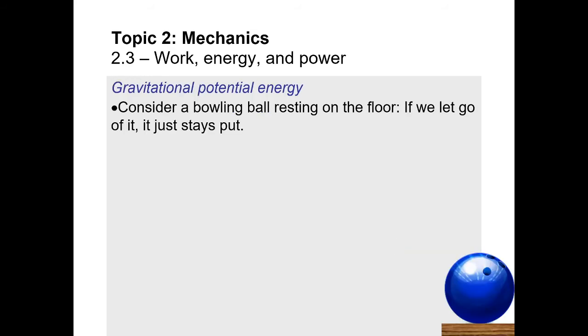All right, so we talked about kinetic energy, the energy of motion. If an object has mass and it has velocity, it has kinetic energy. The other main type of energy we're going to look at this year is gravitational potential energy. So consider a bowling ball. A bowling ball is pretty massive. If you leave a bowling ball on the floor, it will stay there. It's not going to move.